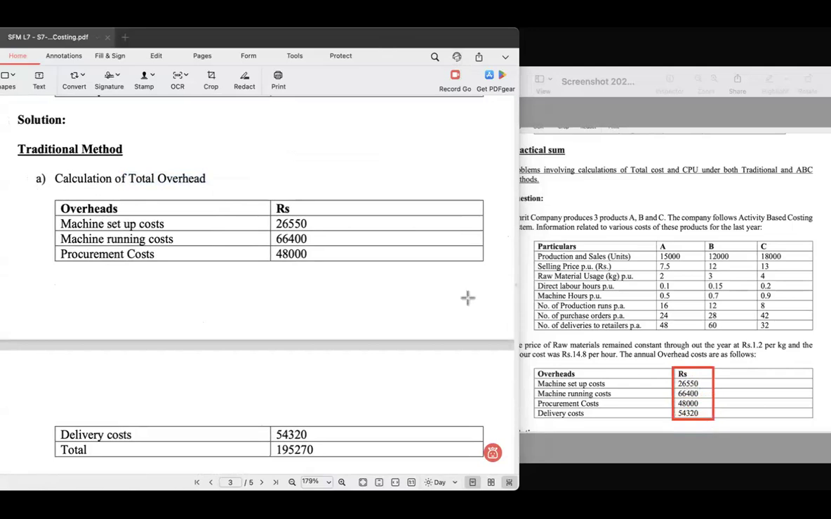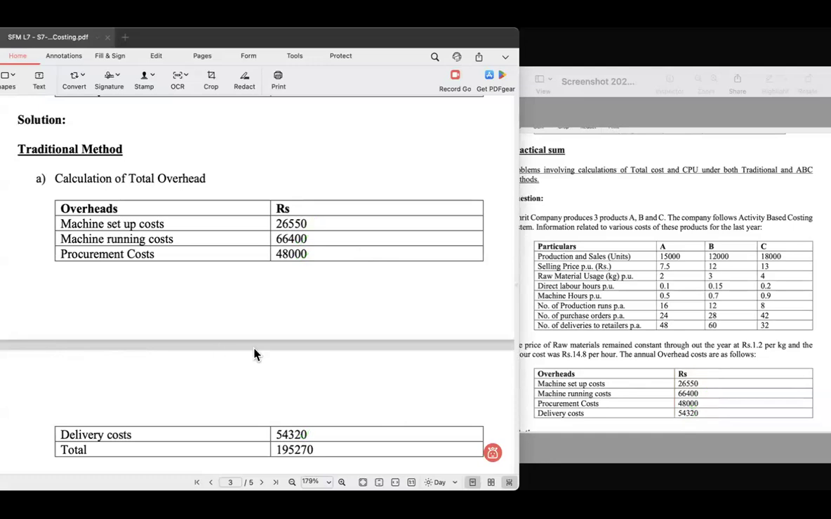Say 26,550, we took it. 66,400, it's over here. 48,000, it's over here. 54,320, it's over here. Are there any other overheads provided in the question? No, there's only 4 overheads. So what do we do first? Calculate the total overhead costs.